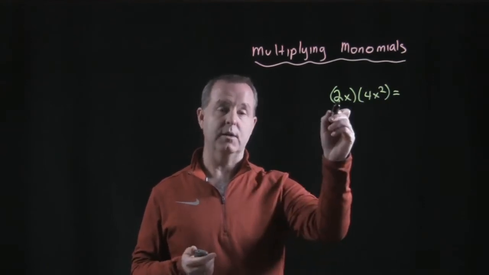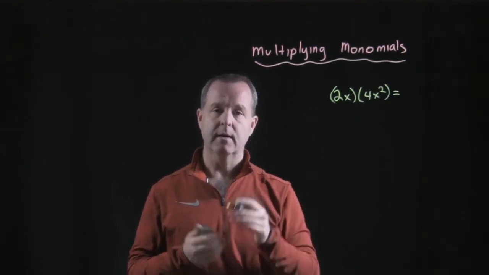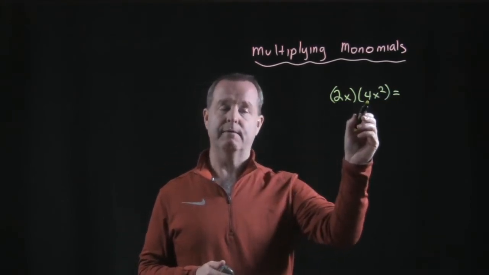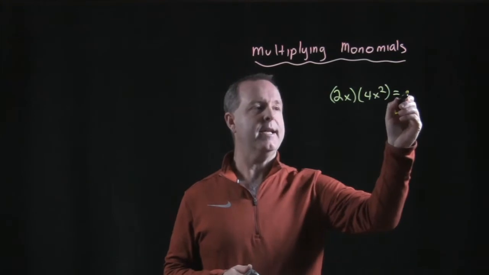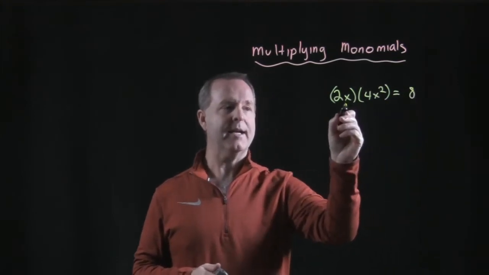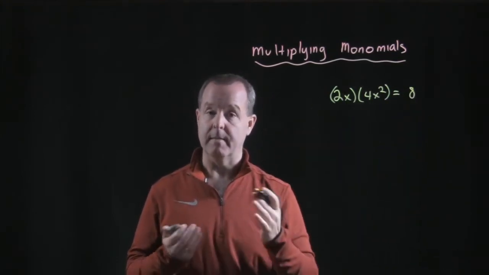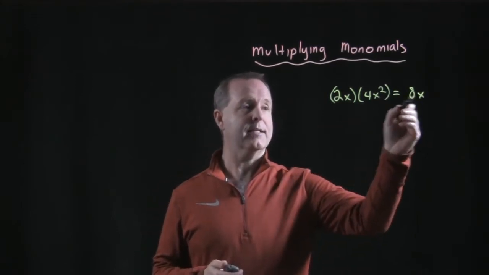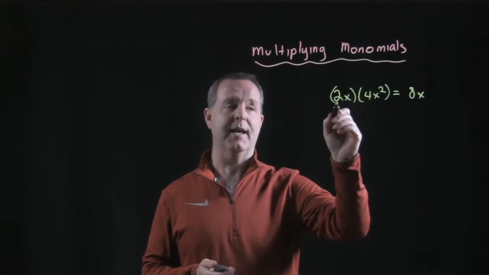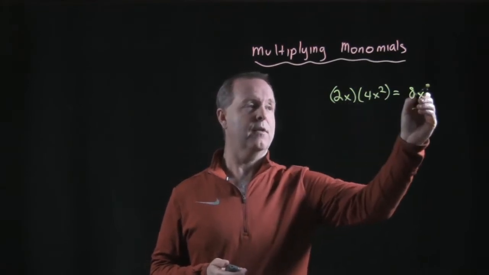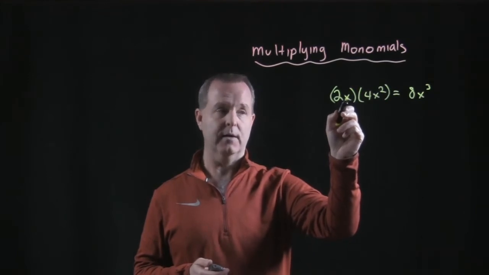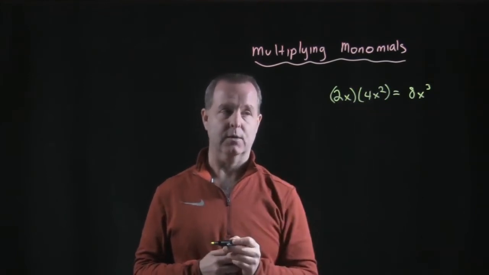So how do we deal with a 2x times a 4x squared? Well, we multiply the terms times the terms. So 2 times a 4 produces an 8. Then I have an x times an x squared. Do you remember how we multiplied like bases with different exponents? That becomes x to the addition of the exponents. So that's x to the third, because there's an understood 1 on the x right there. So it's x to the first times x squared.